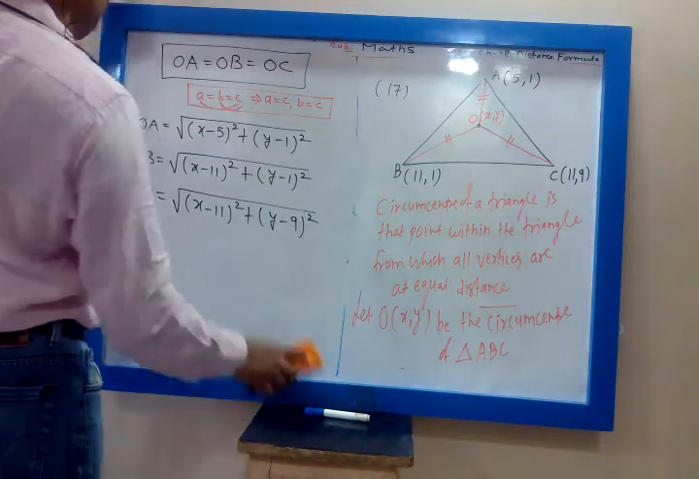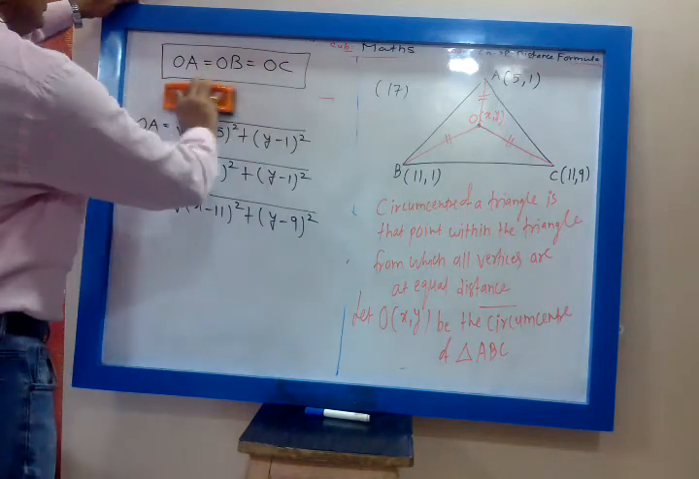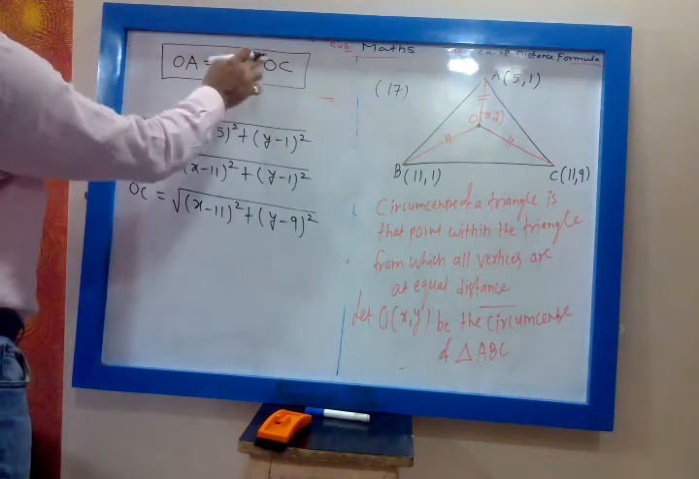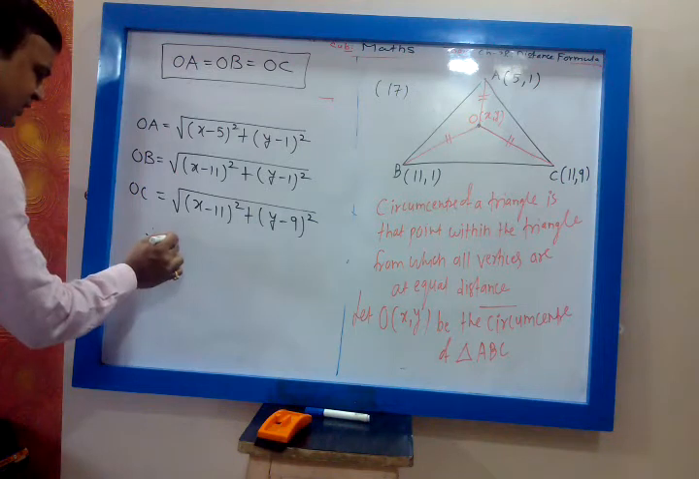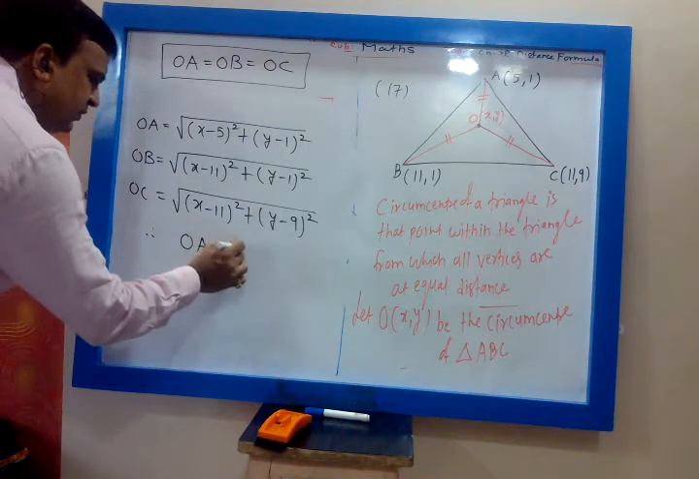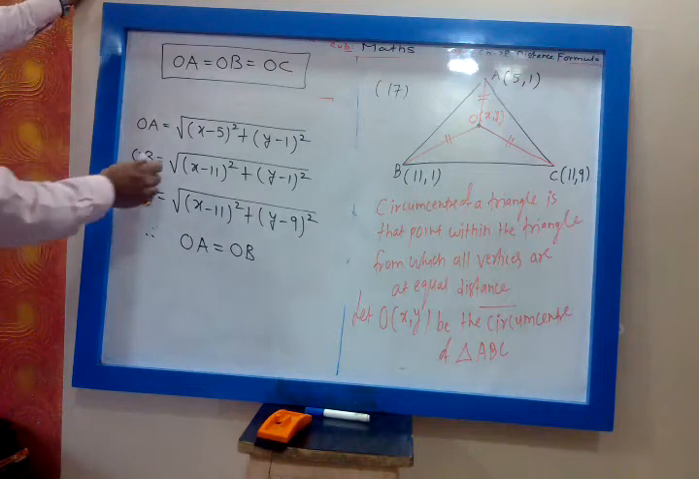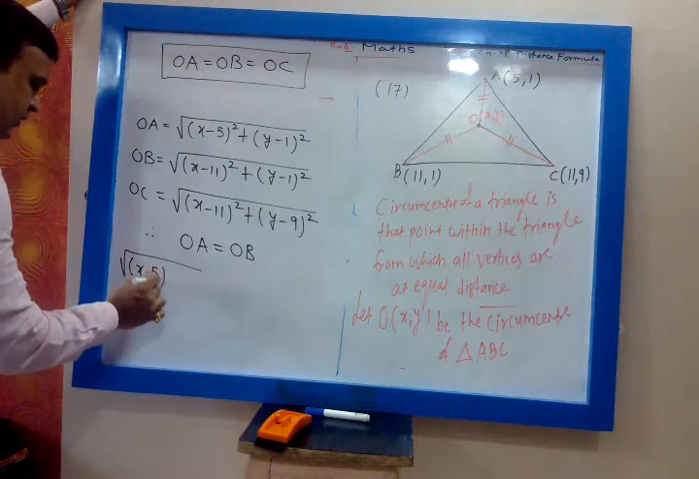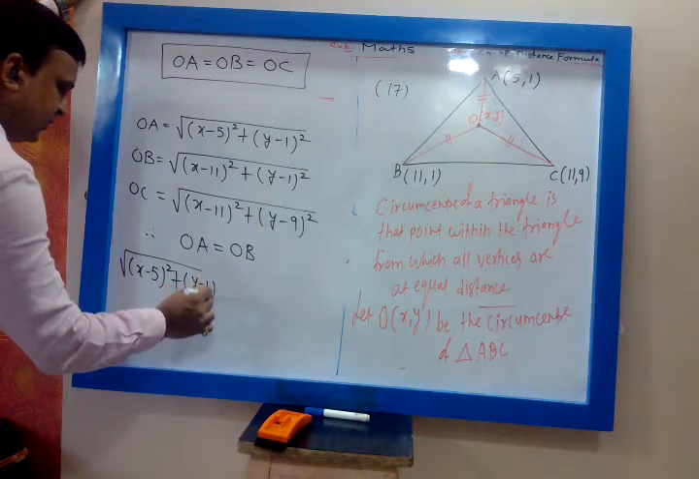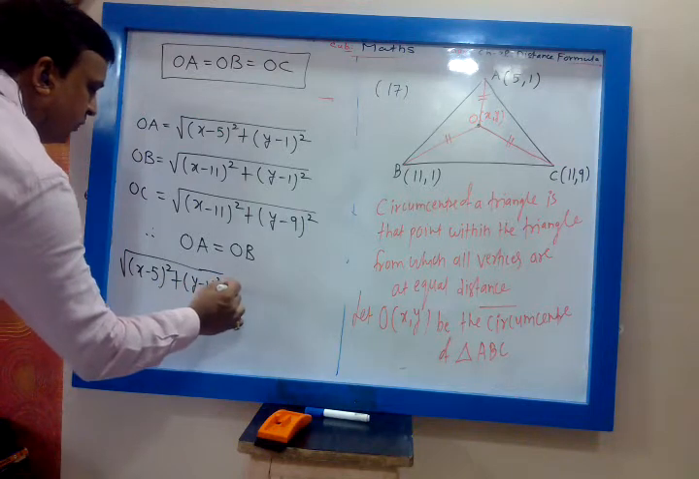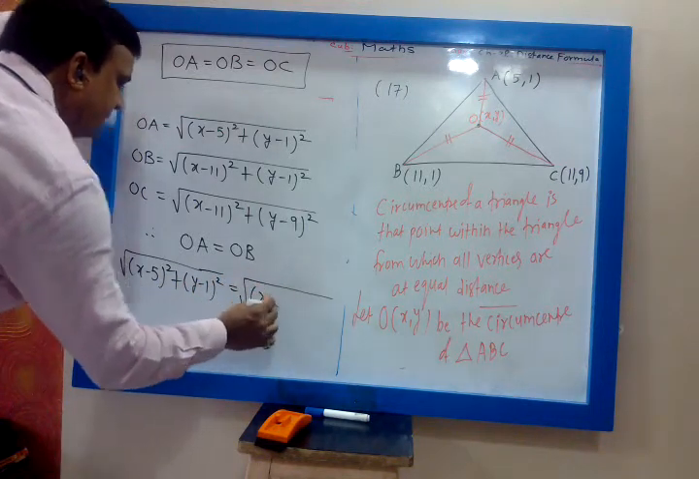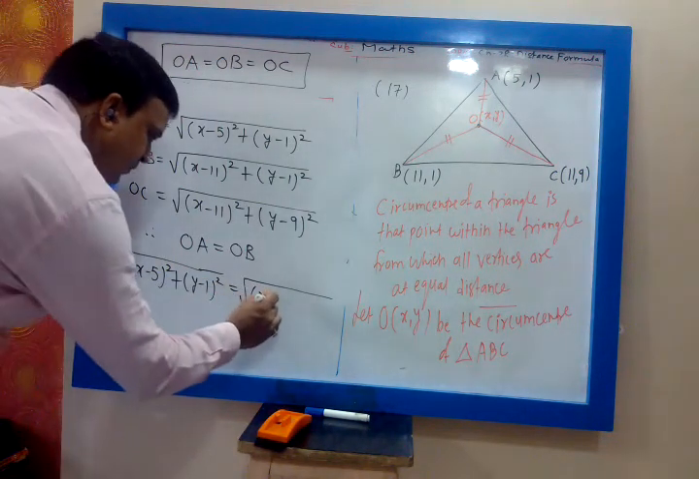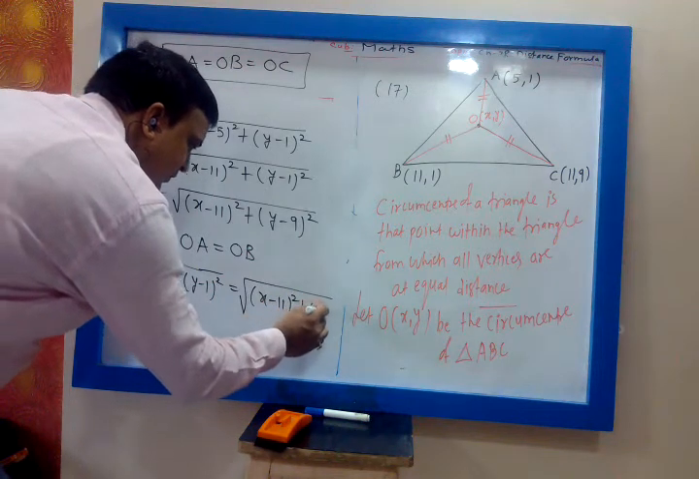So find OA is equal to OB is equal to OC. You can consider any of them: OA is equal to OB, or OB is equal to OC. So let us consider OA is equal to OB. OA is the square root of (x minus 5) whole square plus (y minus 1) whole square, is equal to the square root of OB, (x minus 11) whole square plus (y minus 1) whole square.